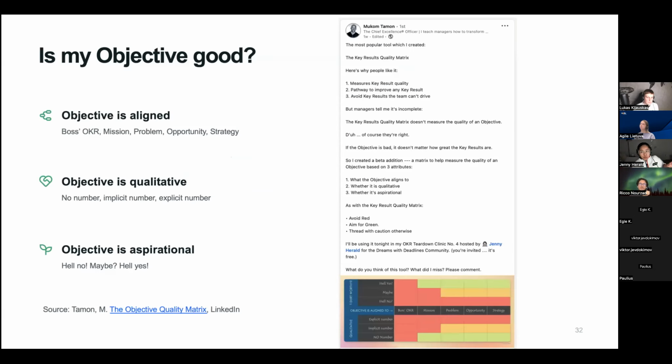And so a good way to think about whether or not your objective is good, and I really love Mukam's definition of this. I hosted an OKR Tear Down clinic with him a few times for the Dreams of Deadlines community. And he said, make sure that your objective is aligned to something. Ideally, the mission, the problem, the opportunity, the strategy, not your boss's OKRs. That's a bad way to align. The second is to ensure that it is qualitative in nature, right? No number, no explicit or implicit number is in it.